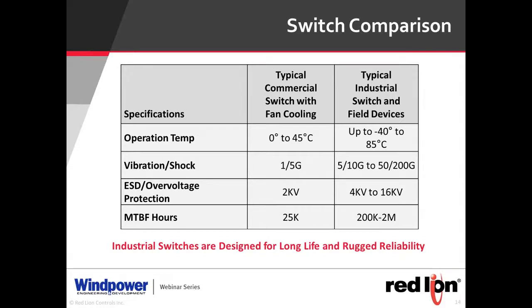So let's take a look at that. A typical commercial switch has an operating temperature in the 0 to 45 degree centigrade range. A typical industrial switch can be anywhere from minus 40 degrees C to 85 degrees C, designed for very wide operating temperatures. On the shock and vibration levels, a typical commercial switch is 1 to 5 Gs. A typical industrial switch can be anywhere from 5 to 10 G vibration and shock to 50 to 200 G levels. I mean, it's incredible. It's like putting a switch in a paint shaker, basically. So they're designed to withstand that wide variance in vibration and shock.